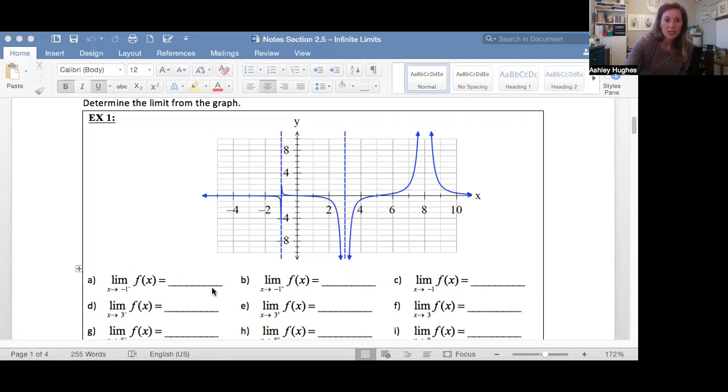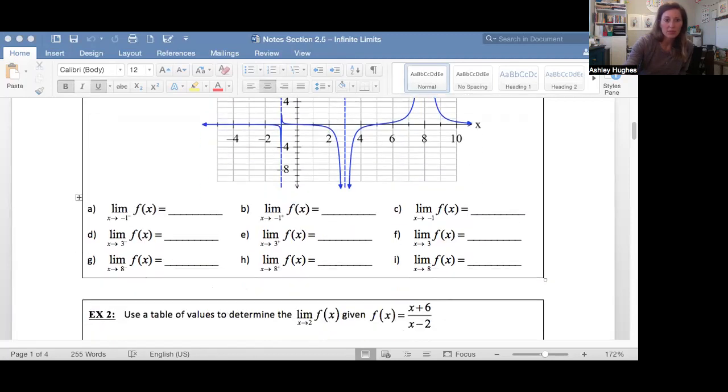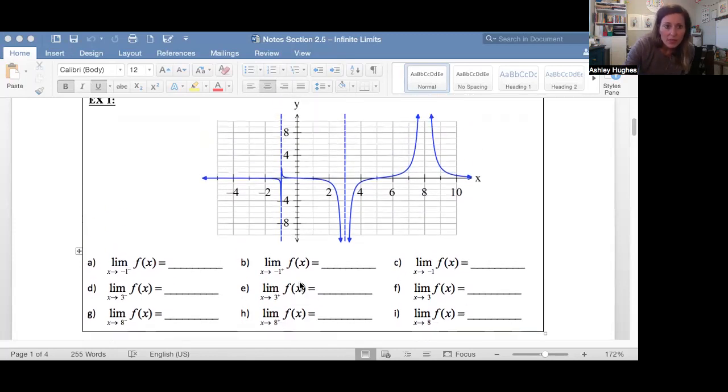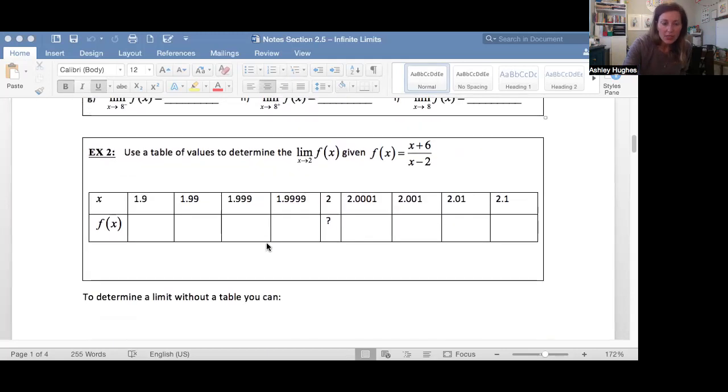So let's scroll down. So I have 8. At 8, you can look on both sides. What's happening at 8? We're going up or down? I'm going up on both sides from 8, so I can say positive infinity, positive infinity, positive infinity. You don't have to write the positive. I'm just doing that for extra clarification. You can just write infinity and then negative infinity.